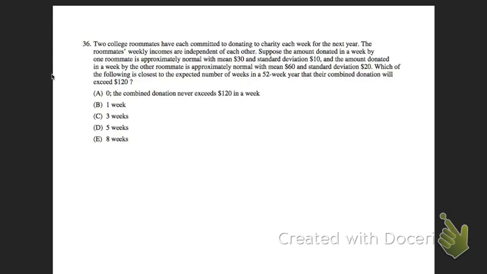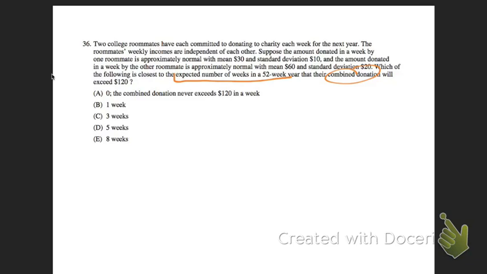36. This one was also a doozy. That was a definite doozy. Okay, let's talk about this one. Expected number of weeks in a 52-week year that their combined donation will exceed $120.